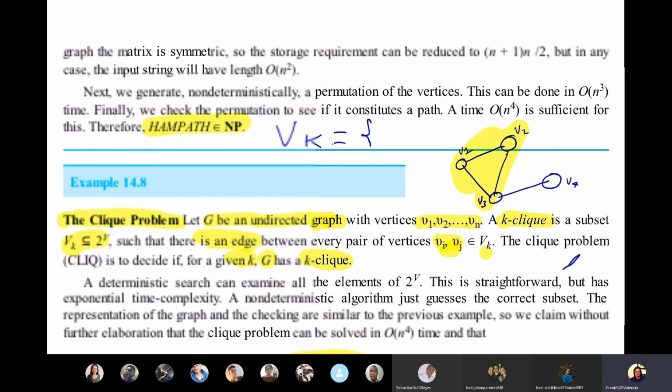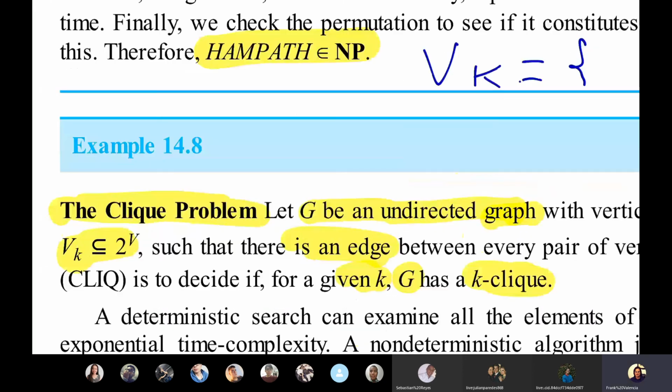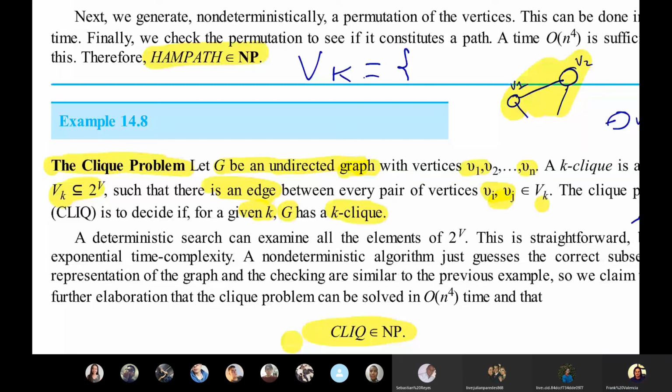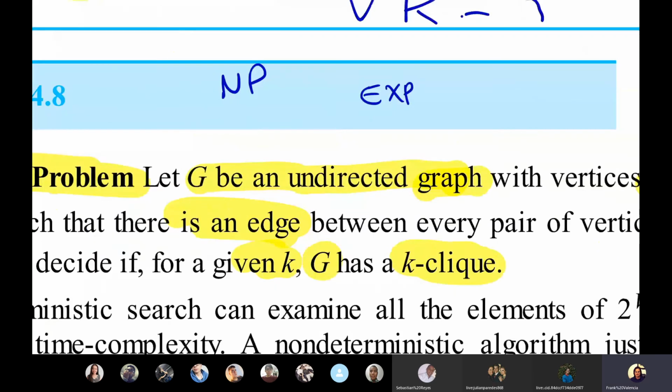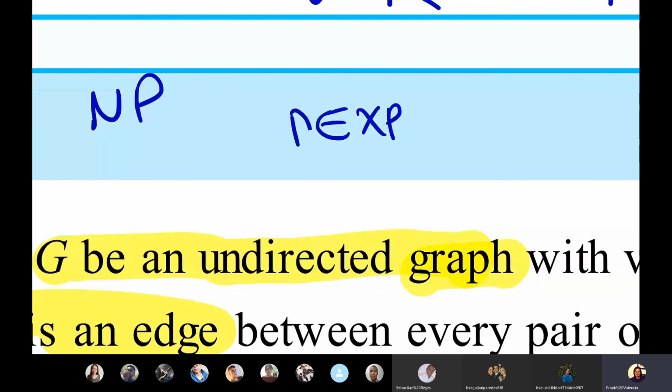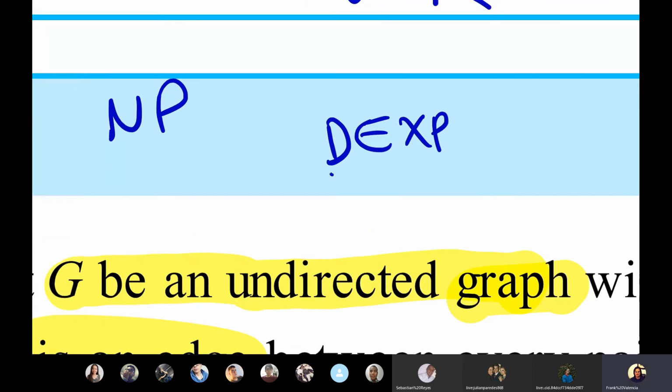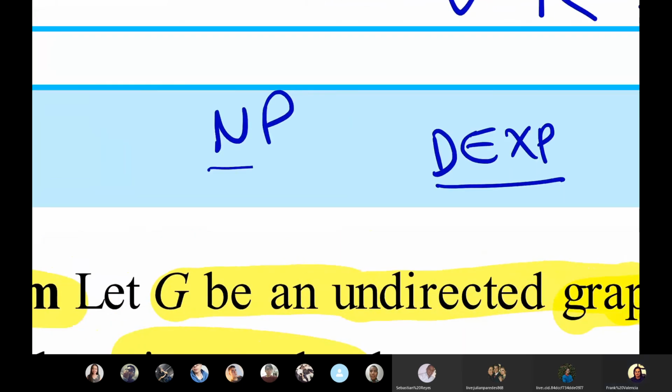So then we can say that the clique problem can be done in polynomial non-deterministic time, and in exponential deterministic time. Okay? Actually, sometimes you write it like this. It is in this and is in this.